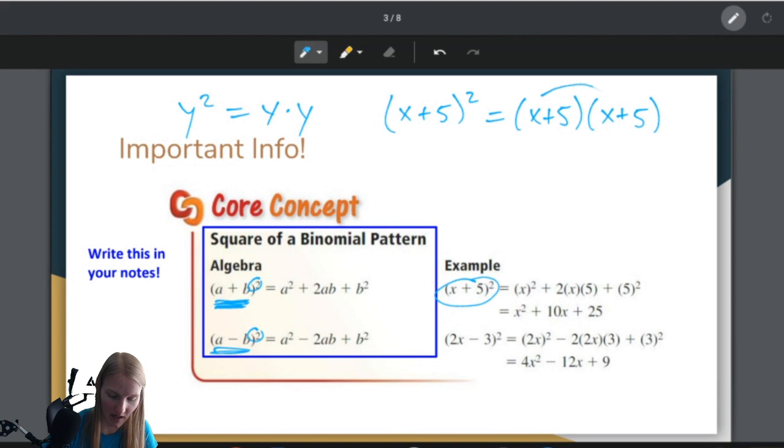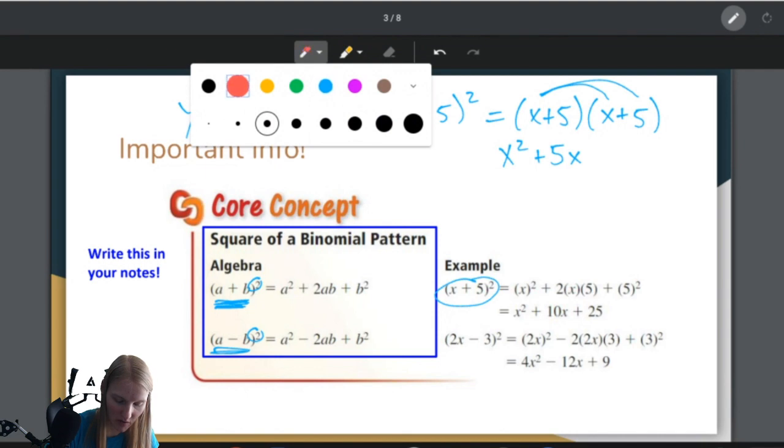I'm going to take x times x and x times 5x. So this will be x squared. The first terms give me x squared. And the outside terms give me plus 5x.